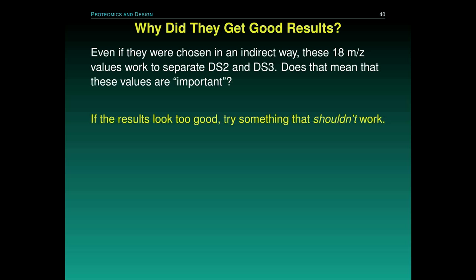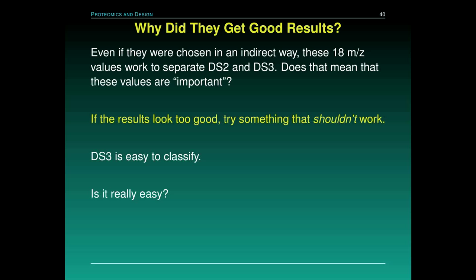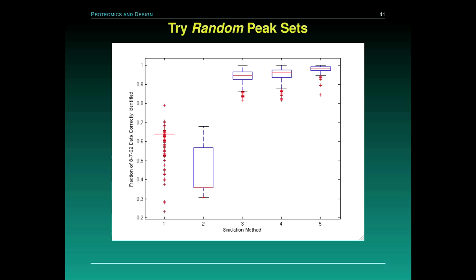General principle, if something looks too good to be true, please try something that shouldn't work. So here's what we meant here, which is that dataset 3, we have empirically seen, is pretty easy to classify, so the question is, is it really easy? So what we did was we went in and we said, we're going to pick sets of 18 peaks completely at random and see how well we can build models that separate the data. So here is what happened, so here are the plots. Here's what we got when we used their 18 peaks and our reseparations. Here's what happens when we tried to refit their model. And here is what happens when we try to refit it using 18 peaks randomly selected from the entire spectrum where we get to peek at the outcome data, or when we select them below 6,000 Daltons, which is where all their peaks were, or when we select them below 1,000 Daltons, which is where it's all entirely noise.